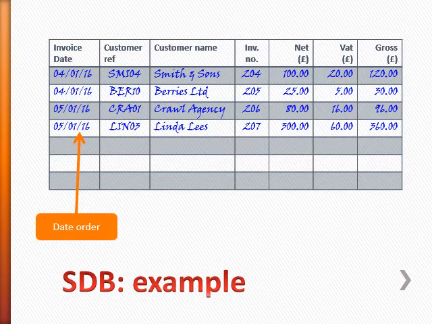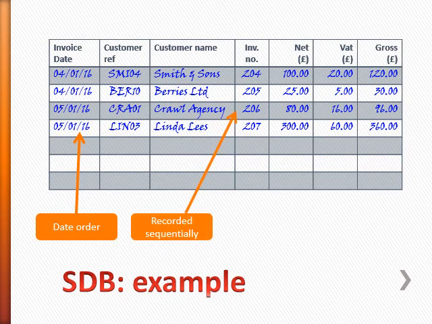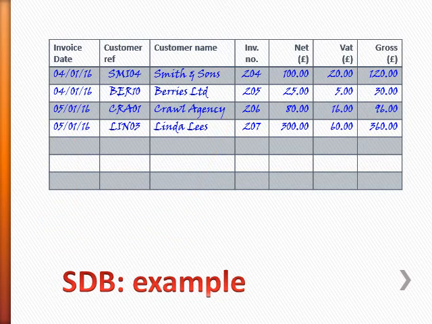Now, our table of data should be ordered in date order, and also the invoice numbers should be recorded sequentially. This is to help us make sure that we record all of the information, all of the details of our sales, and don't miss anything. So for instance, anyone looking at this table of data can look at the invoice numbers and see whether or not an invoice number is missing.